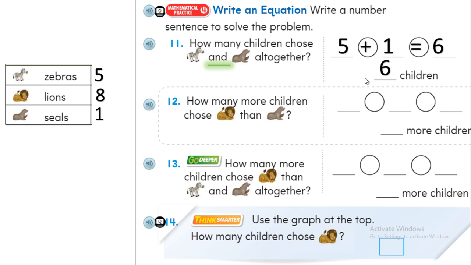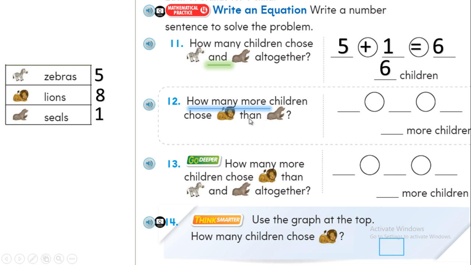How many more children chose lions than seals? So the key words here are how many more. You remember from the song. How many more? Underline the words. How many more? Then what's the operation is gonna be here? Subtraction. Excellent. So what are the 2 numbers we're going to subtract? We have lions and we have seals. Go to the lions, 8. Go to the seals, 1. So we're gonna subtract 8 and 1.